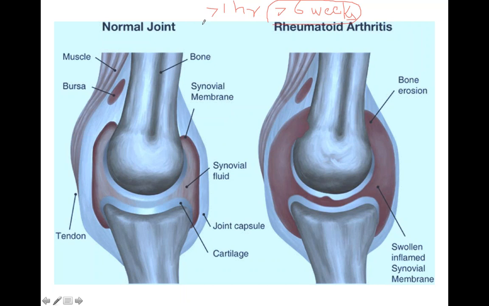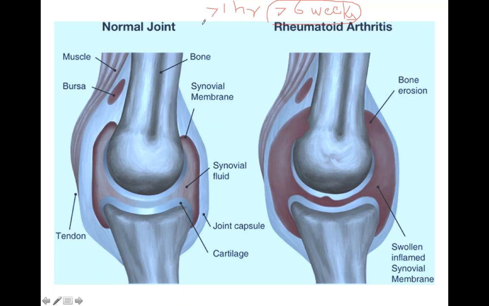Patient comes to you that I have stiffness from the last few weeks, 1 or 2 weeks, or from the last 1 month. It cannot be rheumatoid arthritis, okay? So these symptoms have to be present for at least 6 weeks to fit into the criteria of rheumatoid arthritis, okay? So this is the first criteria: morning stiffness for more than 1 hour for more than 6 weeks, okay?